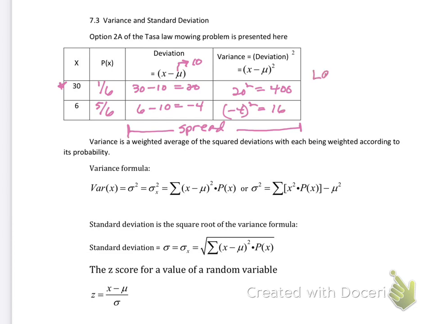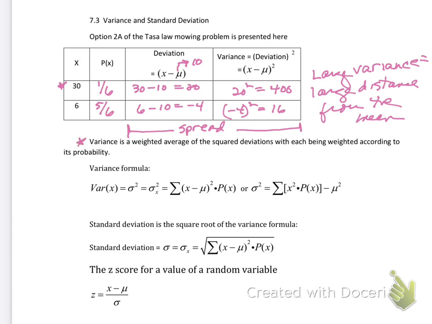So if you have a large deviation or a large variance, then that means that you are a large distance from the mean. That's kind of intuitive. Variance is a kind of weighted average of the squared deviations, with each being weighted according to its probability. So that's what variance is: a weighted average of the squared deviations.